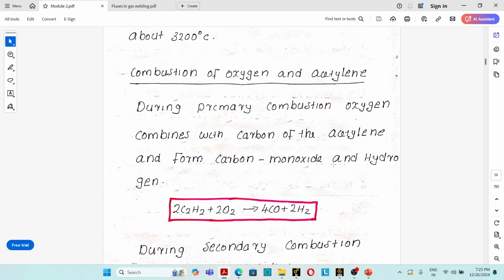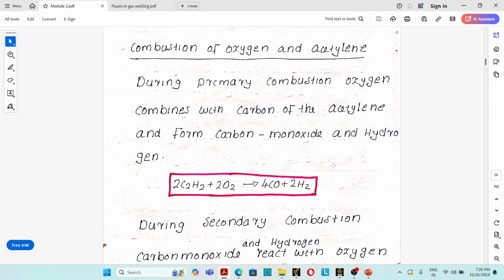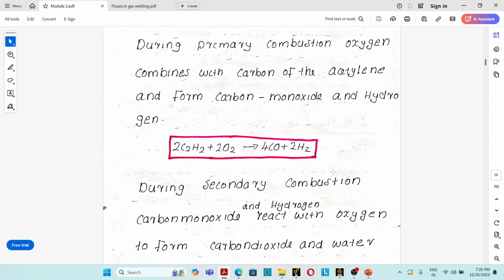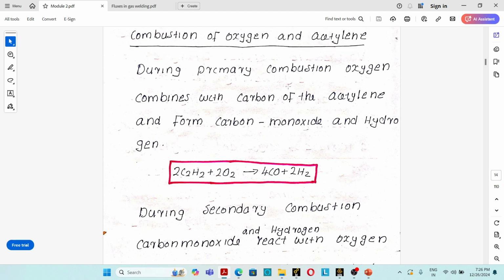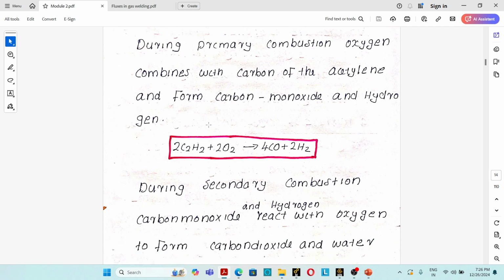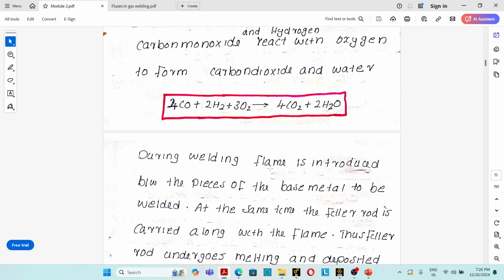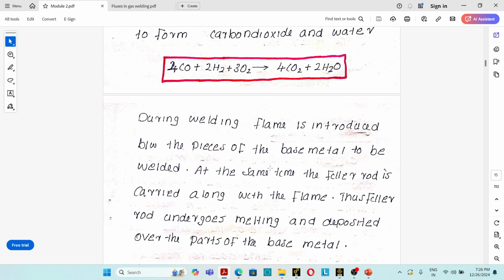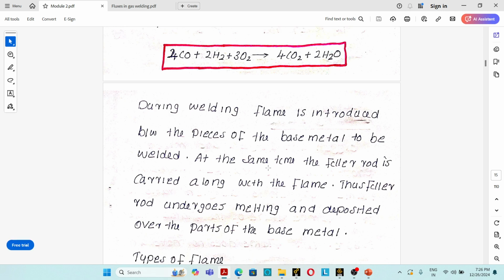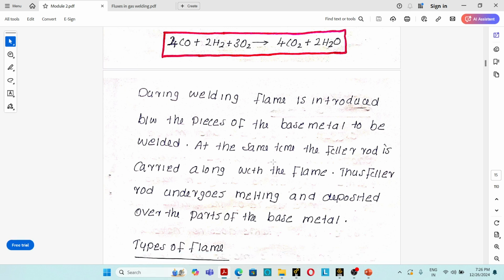So the combustion of oxygen and acetylene gas consists of a primary combustion and a secondary combustion. In primary combustion, oxygen combines with the carbon of the acetylene to form carbon monoxide and hydrogen. In secondary combustion, carbon monoxide and hydrogen again react with oxygen to form carbon dioxide, water and heat. During the welding process, that flame is directed onto the base metal where we have to form a joint, and additional material, known as filler metal, is also added to the molten weld pool, which will increase the strength of the welded joint.